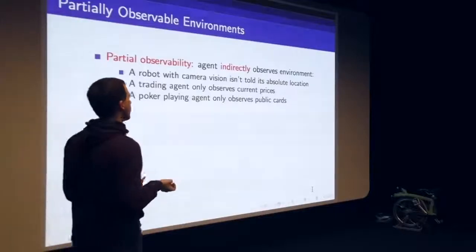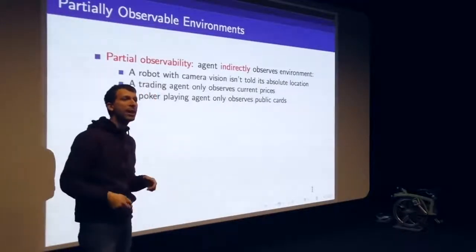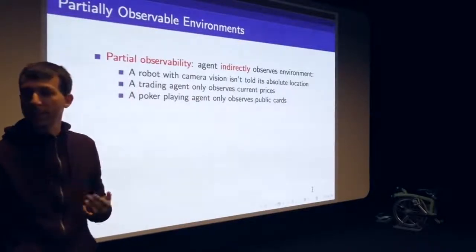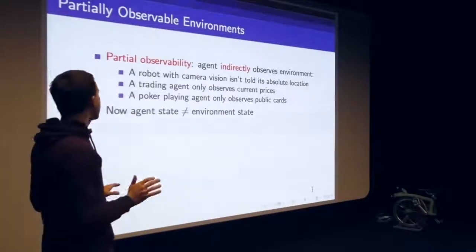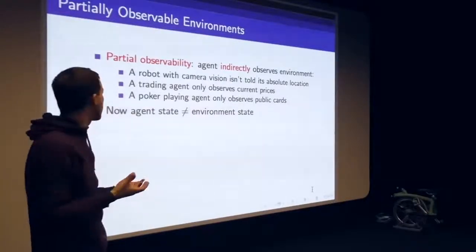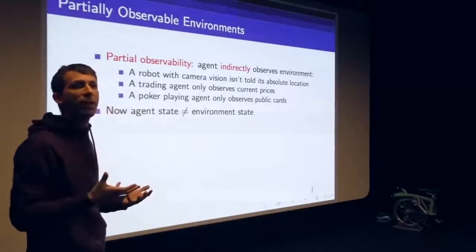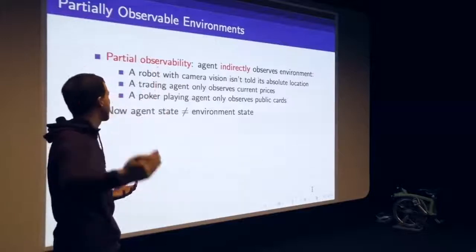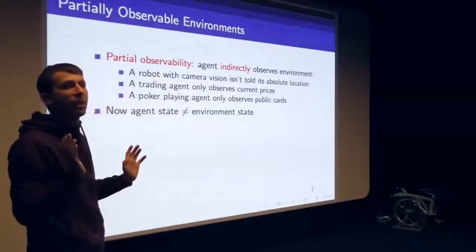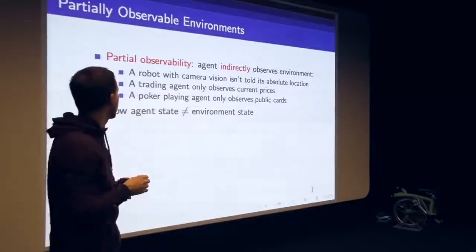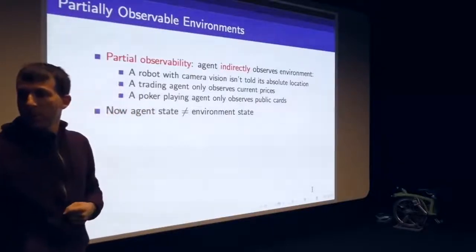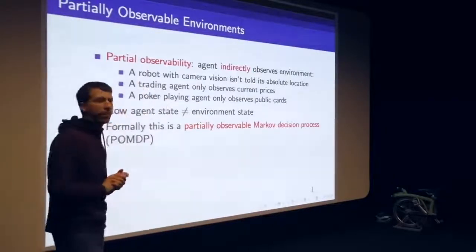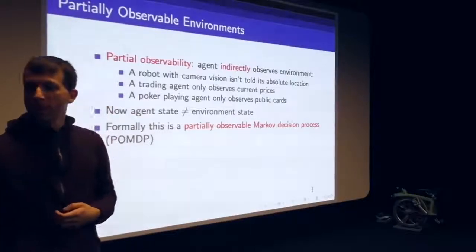Or a poker playing agent, it only observes the public cards, the cards which are face up on the table, and it doesn't know what's hiding in someone else's hand. These are all examples of partial observability. And in all of these cases, the agent state, we have to build a state that's distinct from the environment state, because we don't know the environment state. We don't know what's in the opponent's hand or what's hiding behind the environment that's driving the prices. We don't know all that information. It may as well not exist as far as the brain is concerned that we're trying to create. So this needs a different formalism, and this is known as a partially observable MDP, or a POMDP.